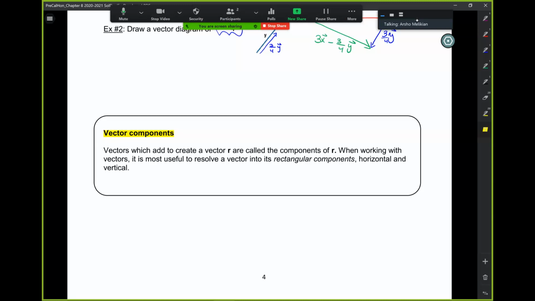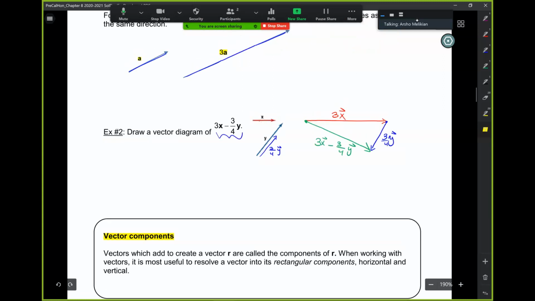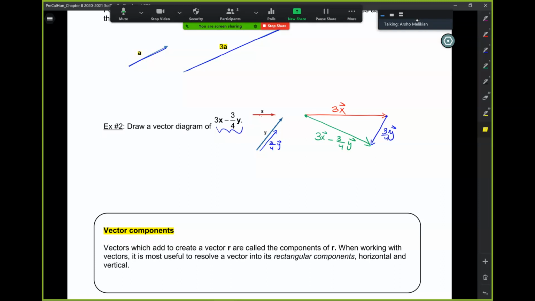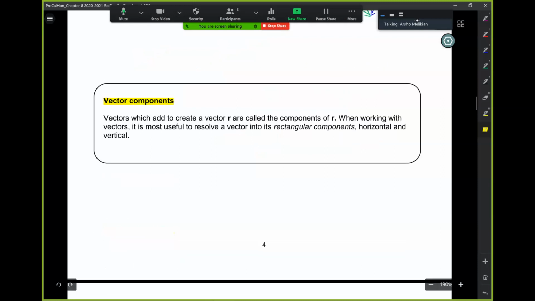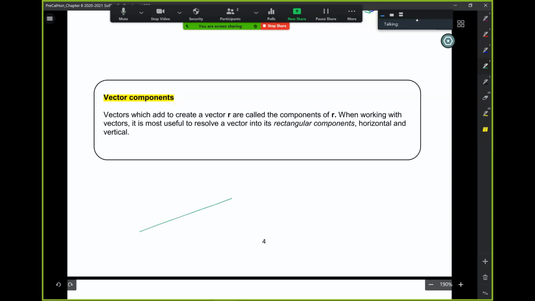Vector components. Vectors which add to create a vector R are called its components. So look at this configuration here. The red and the blue added to create the green. So the red and the blue are components of the green. So now, if I had a vector, I can actually come up with its components. I can draw two vectors that combine to give me that green one.